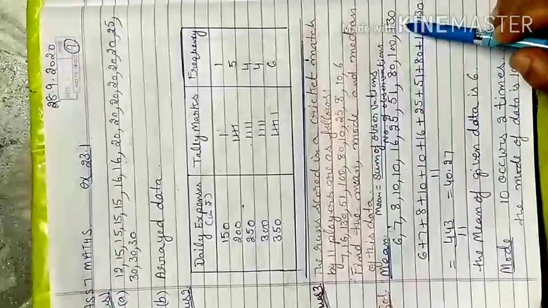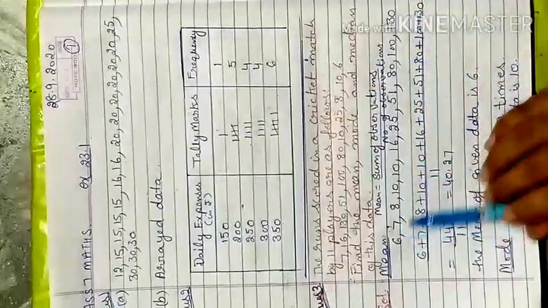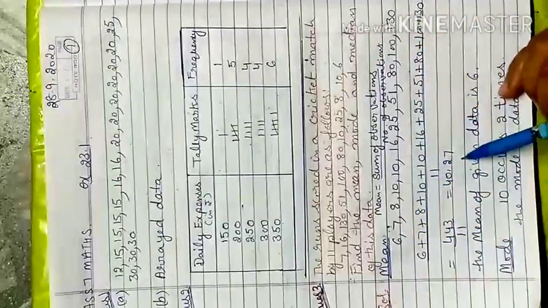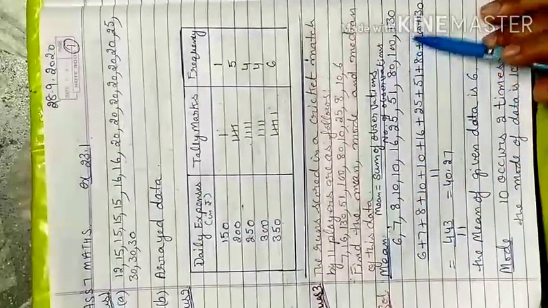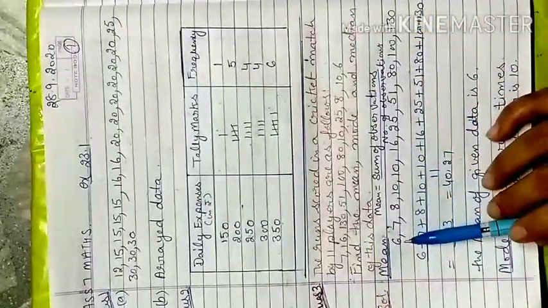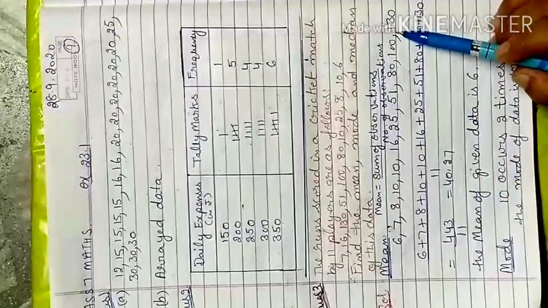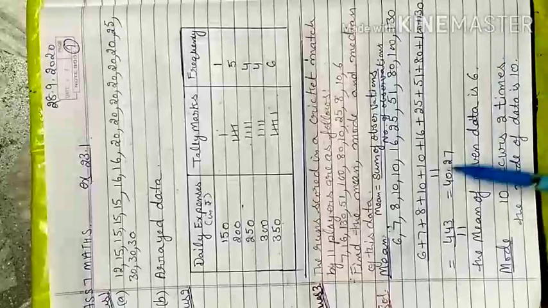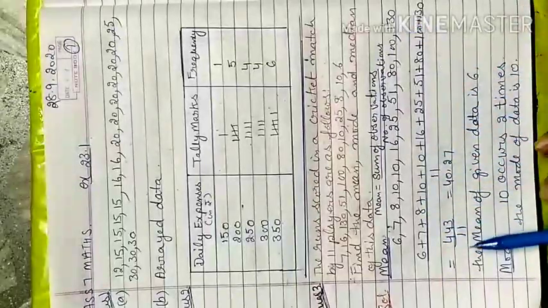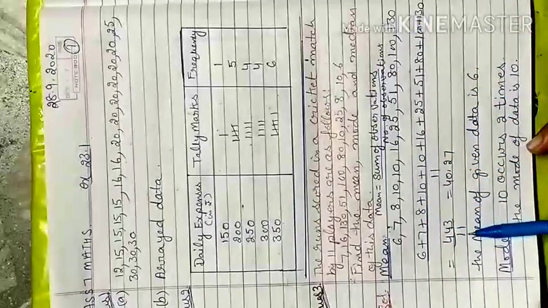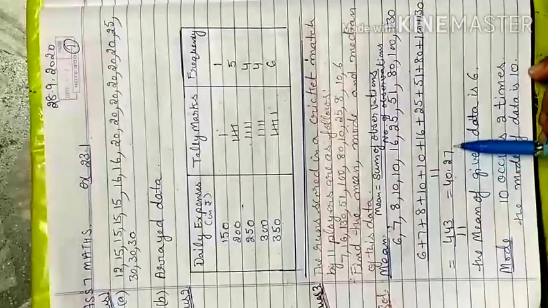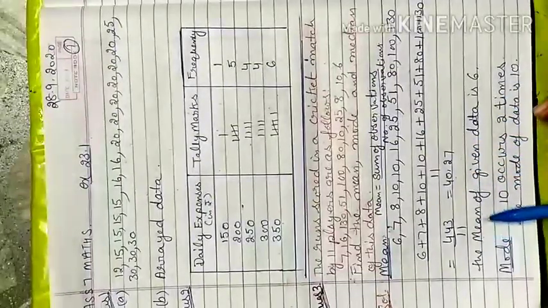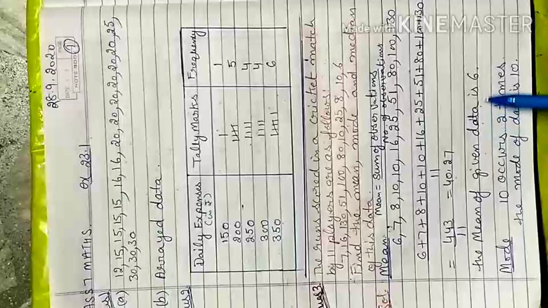If you are going to find the mean, you have to add all these numbers and divide by the quantity of numbers. When I count this quantity, it is 11, because that is scored by the 11 players. You add it, we get 443 divided by 11 gives me 40.27. That means the mean of the given data is 40.27.